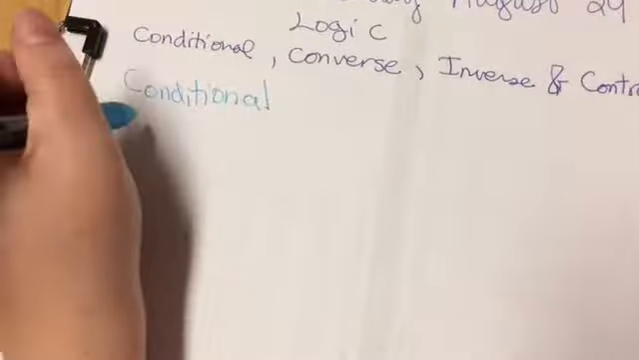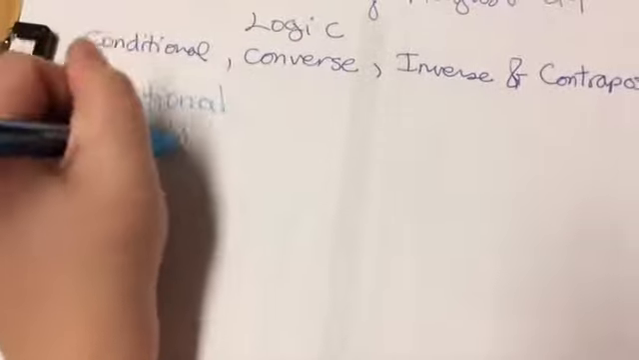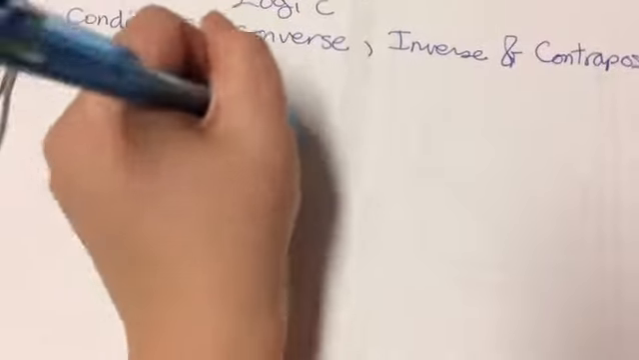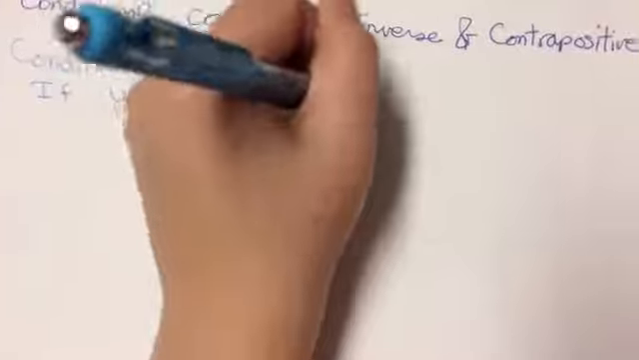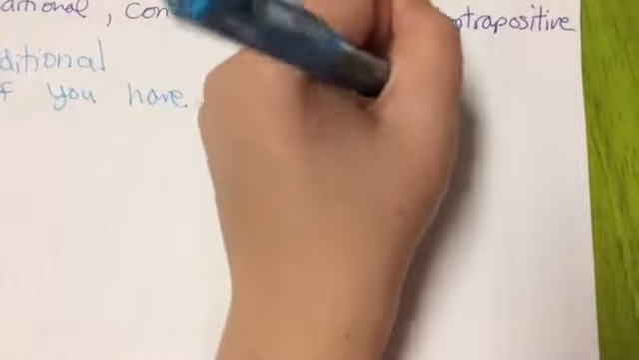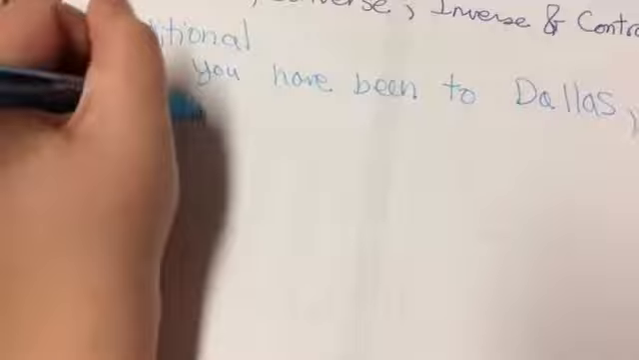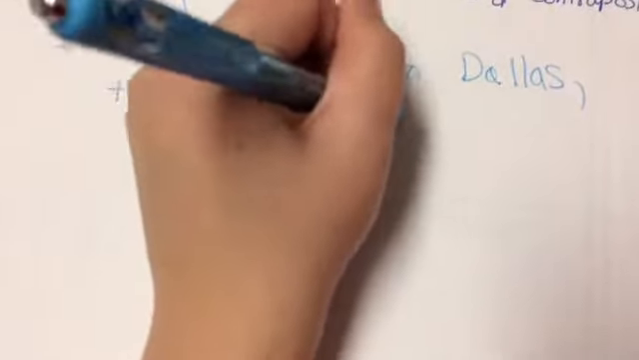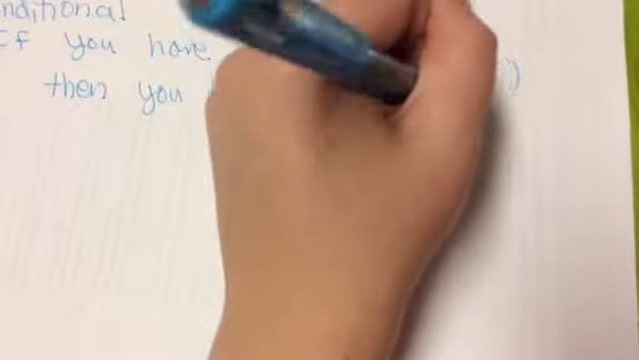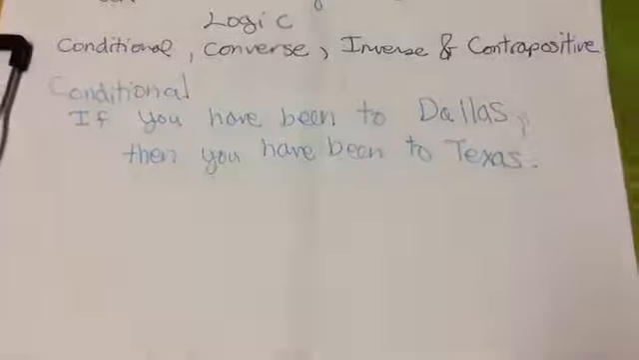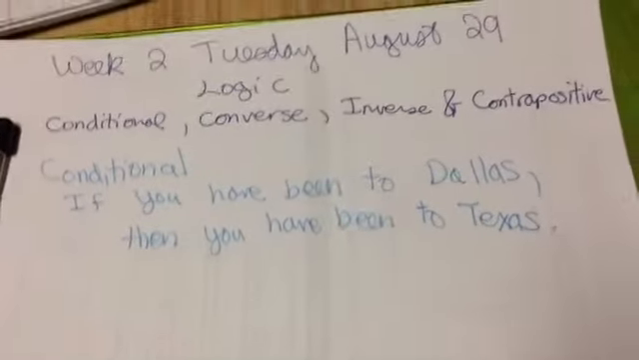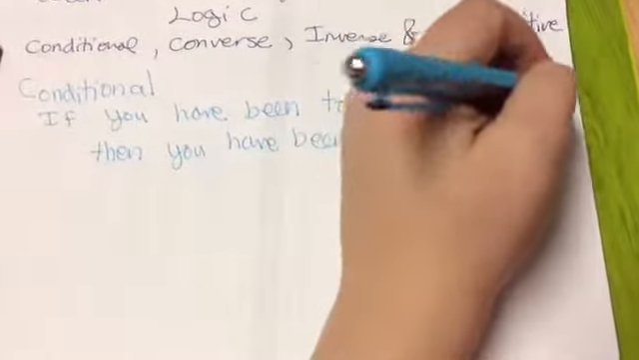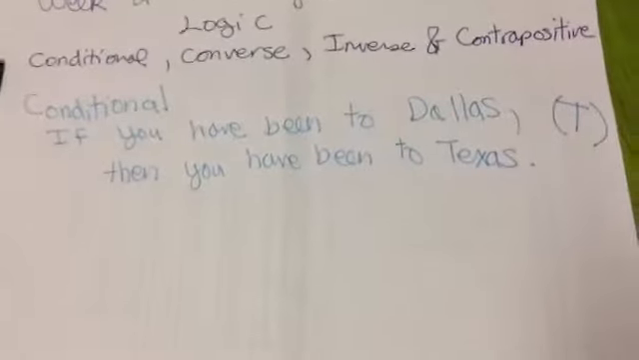Okay, and so the basic was: if you have been to Dallas, then you have been to Texas. Okay? That's our statement that we're starting with, so that's our conditional statement. And remember, we always want to identify whether the statement is true or false. So this statement is true, because if we've been to Dallas, Texas, then we've been to Texas.